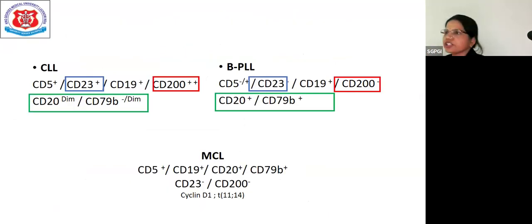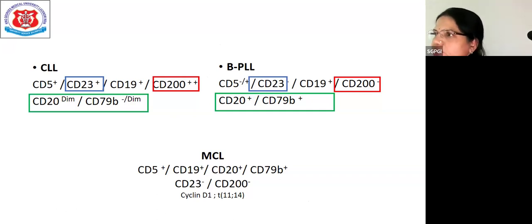So how do you differentiate CLL from PLL? CLL cases have CD20 dim, surface immunoglobulin dim, and CD79b dim, whereas PLL has brighter expression of these markers. CLL is CD23 positive and PLL is CD23 negative, CD5 can be present or absent. And CD200 is characteristically positive in CLL, where it is absent in the PLL.